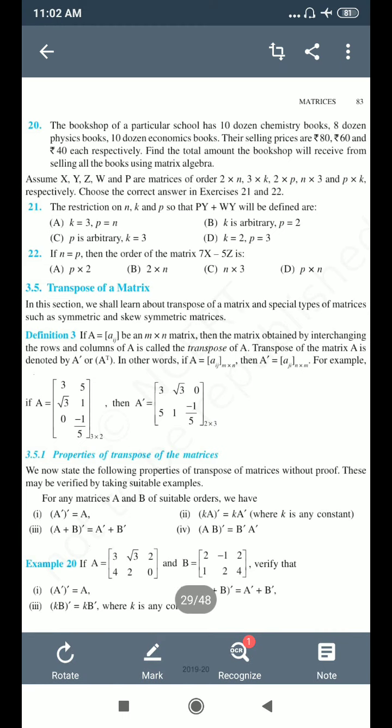Keep it very simple. You only have to change rows into columns, which means your first row will become the first column, the second row will become the second column, and the third row will become the third column. That will be the transpose of a matrix. That's all. Now we'll discuss a few properties of the transpose of a matrix without any proof.